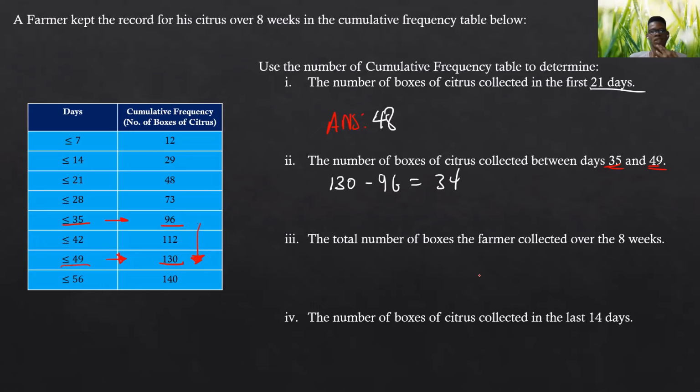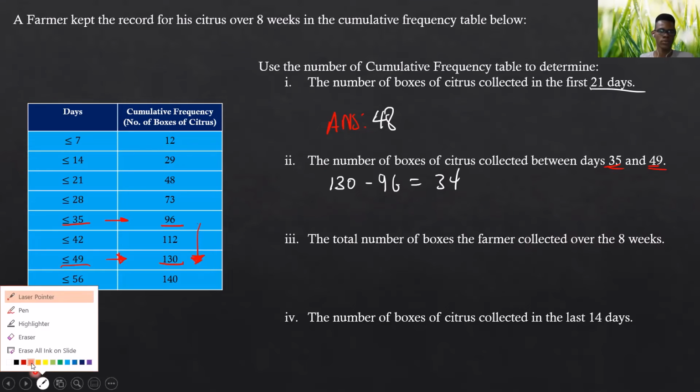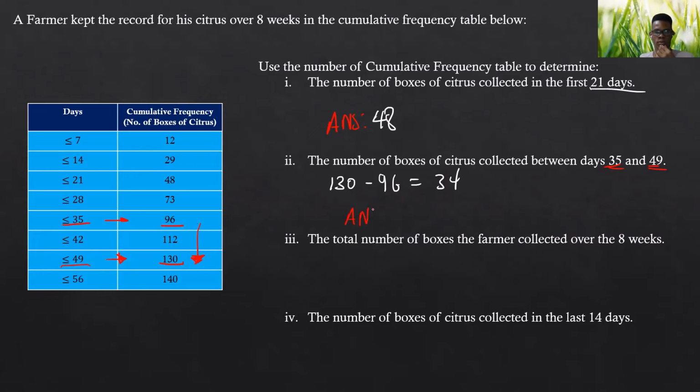Now the last two questions. Let's see if you guys are ready. This one I believe is simple. The third question asks the total number of boxes the farmer collected over 8 weeks. The total number of boxes the farmer collected over 8 weeks. What's the answer for this one?